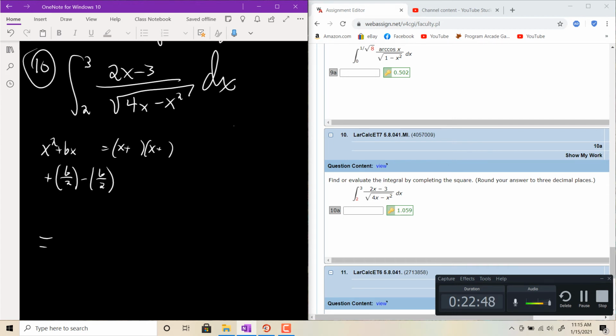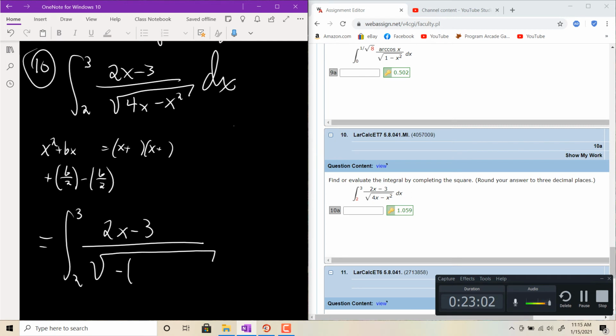So let me rewrite the integral. Integral from 2 to 3, (2x minus 3) all over... You need to have x squared plus bx, so I'm going to factor out a negative. So I'll have x squared minus 4x. So b is negative 4. And then I have to add something in and then immediately subtract it. The weird thing is I'm going to be subtracting it on the outside of this. I didn't have enough room on my square root symbol.